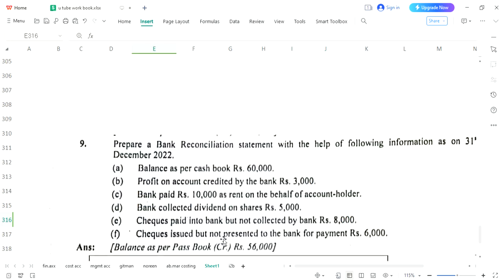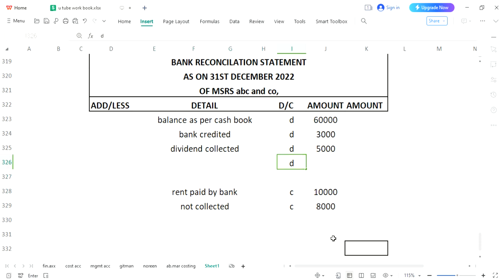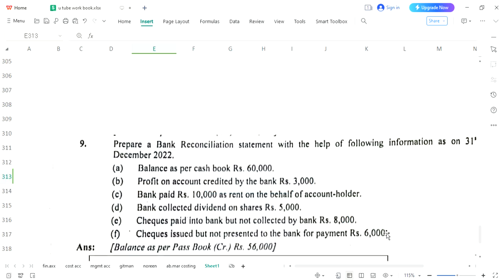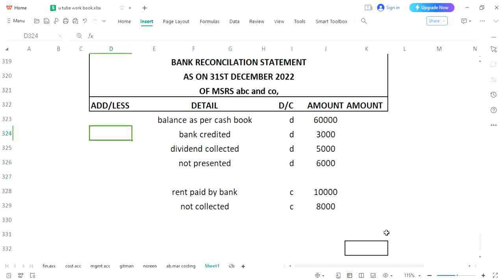Now the last entry, check issued. In issued we search for unpresented check, and it has been clearly mentioned over here, not presented. For not presented, the rule says it should be debited. So 6,000 debit. We will put the amount in the amount column, not presented. Alright guys, not presented, 6,000 we have written. In this way, all entries have been completed as usual.